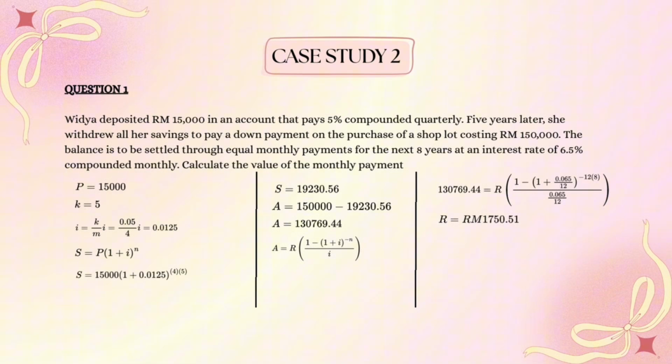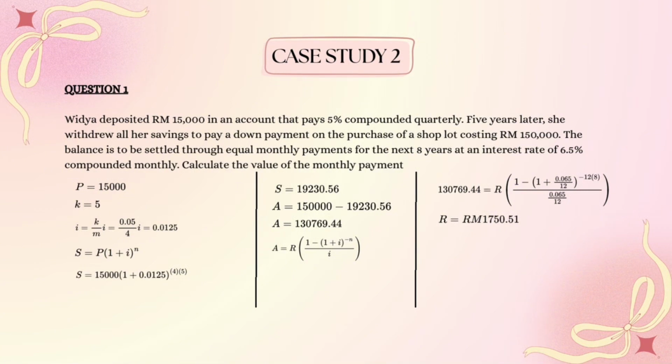The principal amount is P equals 50,000 ringgit. The nominal interest rate is K equals 5%. The quarterly interest rate is I equals K divided by M. So 0.05 divided by 4 and we will get 0.0125. The formula we use is S equals P times (1 plus I) to the power of N. So S equals 50,000 times (1 plus 0.0125) to the power of 4 times 5. S equals 9,230 ringgit and 56 cents.